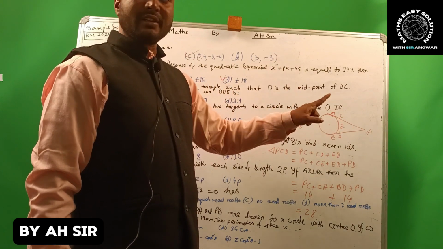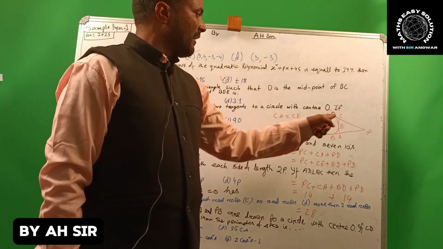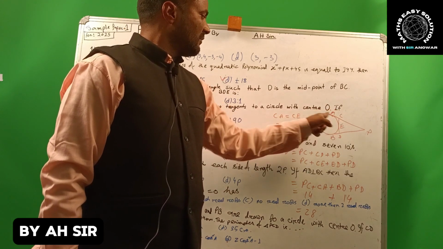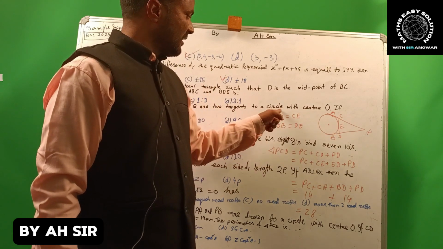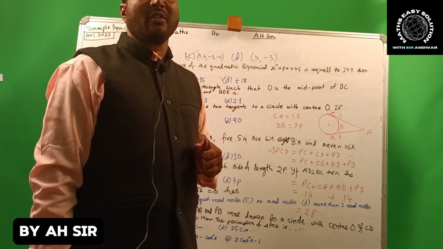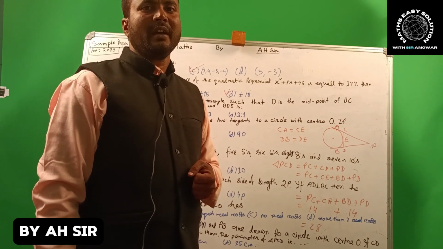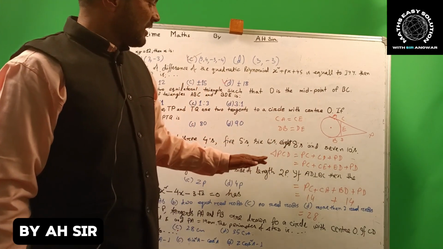You know the theorem since the course is already completed for you. You know the theorem CA equal to CE and DE equal to DB. This is the condition. What is that sentence? Tangents drawn from an external point are equal. So this is an external point in this way. After that, you see the calculation.